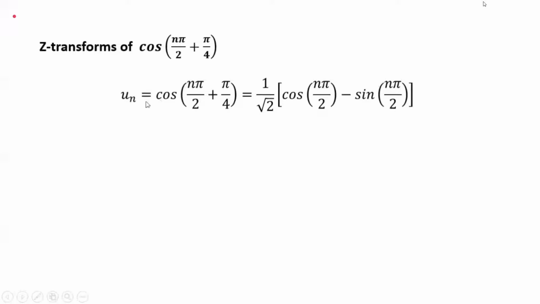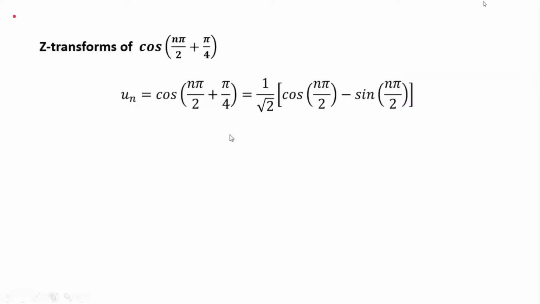Okay. Now let us try to find the transform of cos of n pi by 2 plus pi by 4. Just now we have found the transform of cos n theta, so I will make use of that formula. First, we will use the formula to expand this. What is cos of x plus y? It is cos x cos y minus sin x sin y.